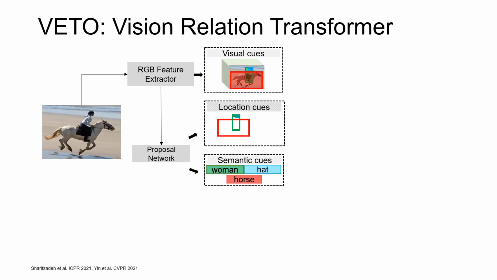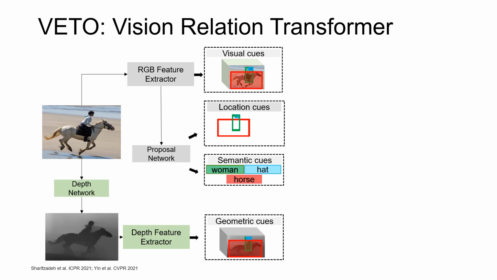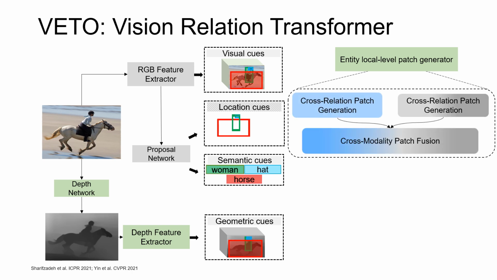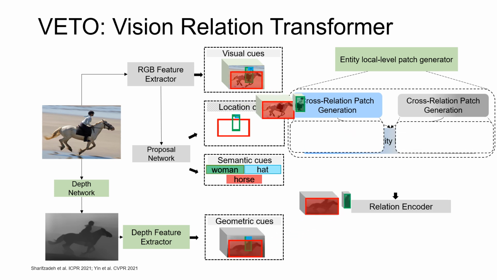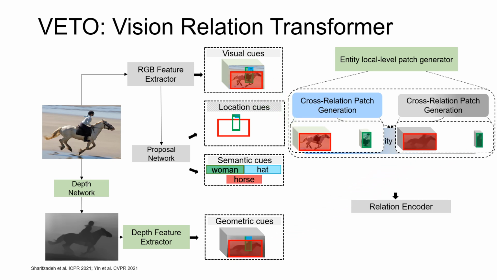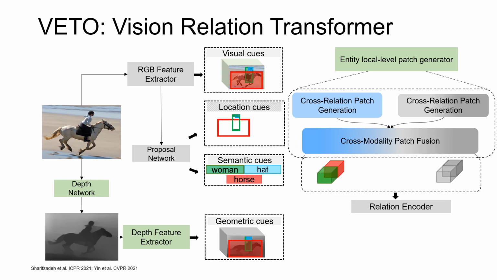Hence, to overcome the challenges, we propose V2, a vision relation transformer. It uses the same backbone and proposal network as our baselines, but generates depth-related geometric cues using a depth network and depth feature extractor. Most importantly, V2 employs an entity local level patch generator instead of global projection, which includes cross-relation and cross-modality modules. At first, visual cues of the subject and object entities go through the cross-relation modules, where they are pooled, fused, and passed to the cross-modality patch fusion module, where each modality is split into multiple blocks channel-wise.